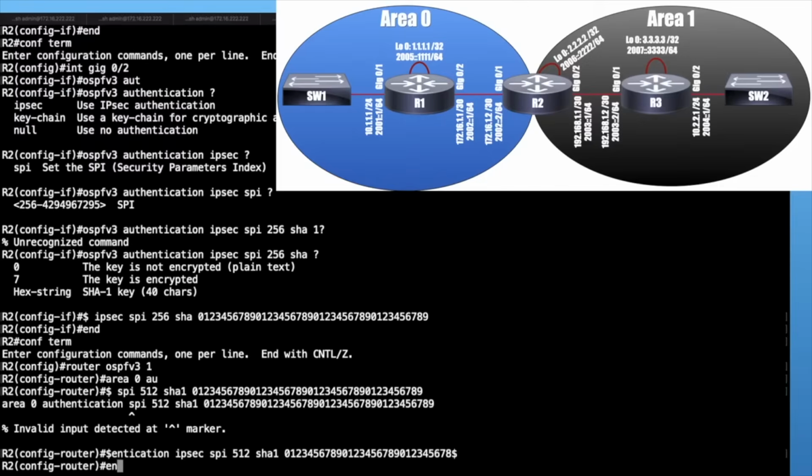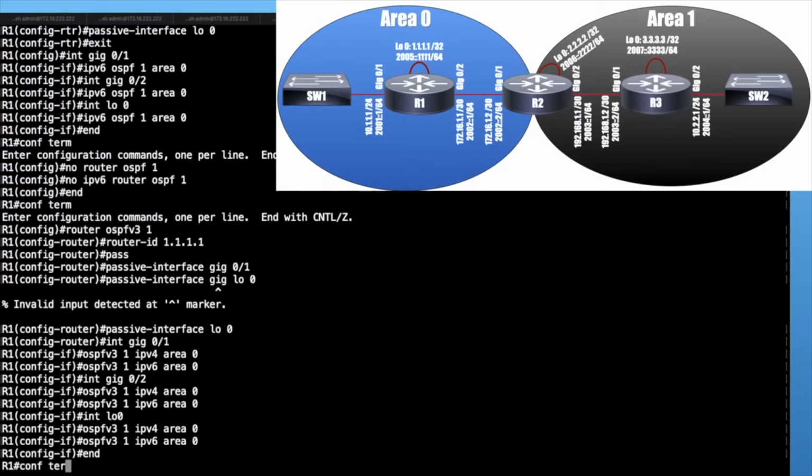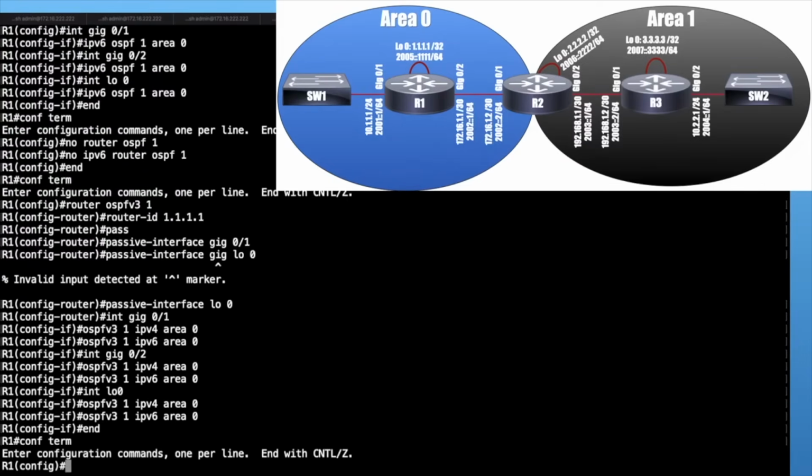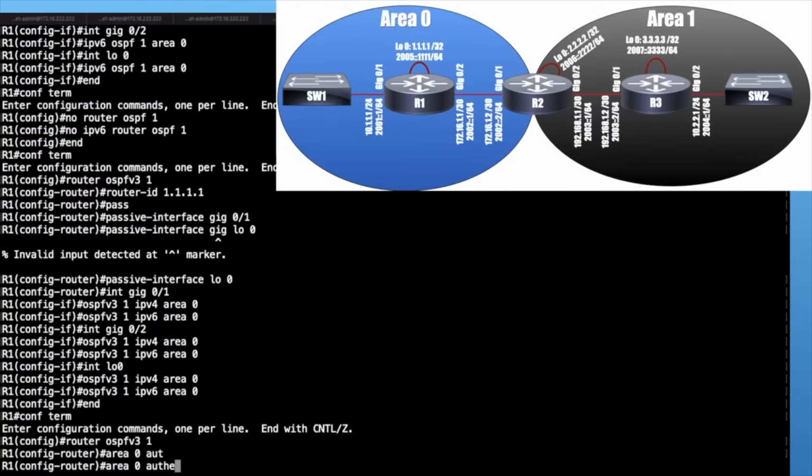And let's do the same command on R1, the only other member of Area 0. I'll say router OSPF version 3, process ID 1, Area 0. That's what we're a member of. Authentication, IPsec. I remember to say that this time. My SPI is 512, I think.